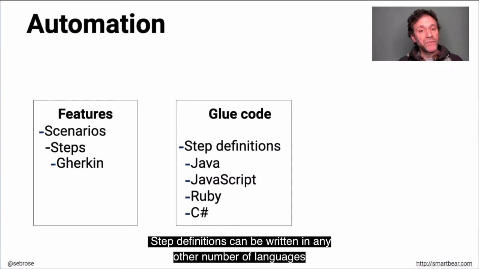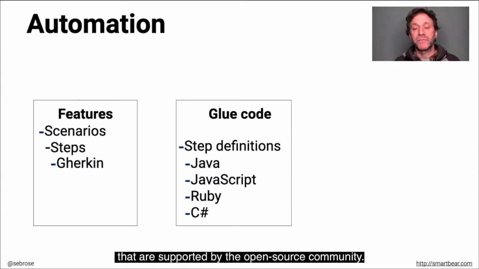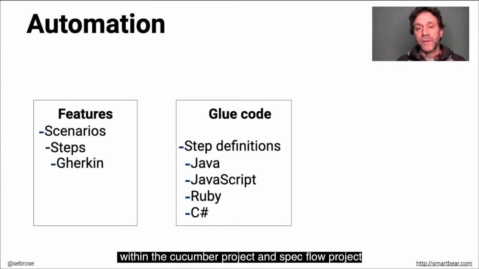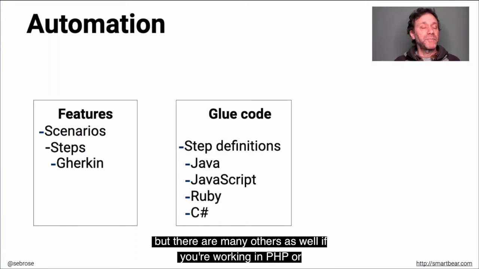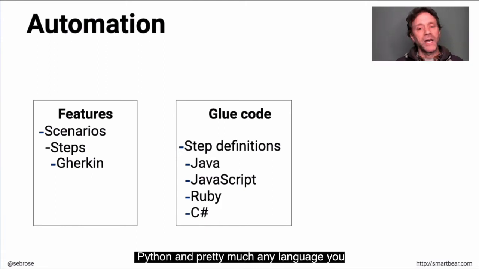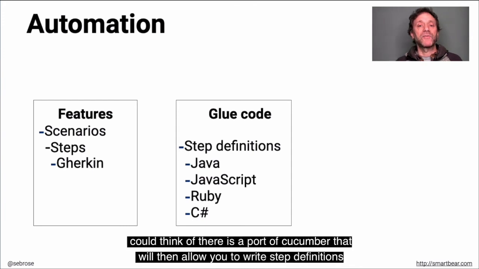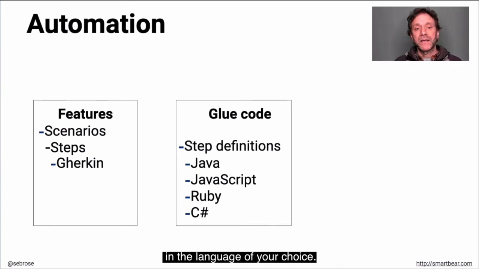Step definitions can be written in any of a number of languages. So there are lots of different versions of Cucumber and SpecFlow that are supported by the open source community. These are the main languages that we support within the Cucumber project and the SpecFlow project, but there are many others as well. If you're working in PHP or Python, and pretty much any language you can think of, there is a port of Cucumber that will then allow you to write step definitions in the language of your choice.